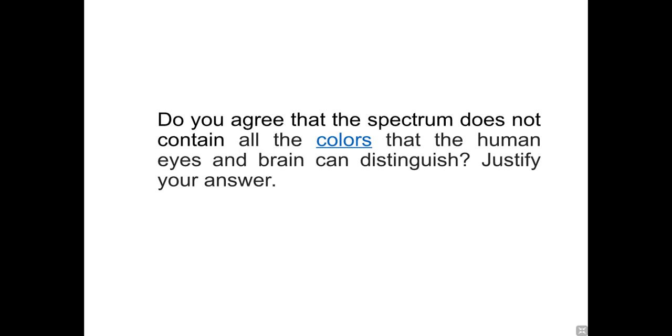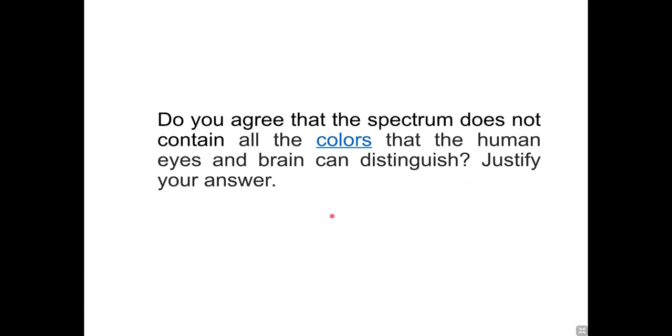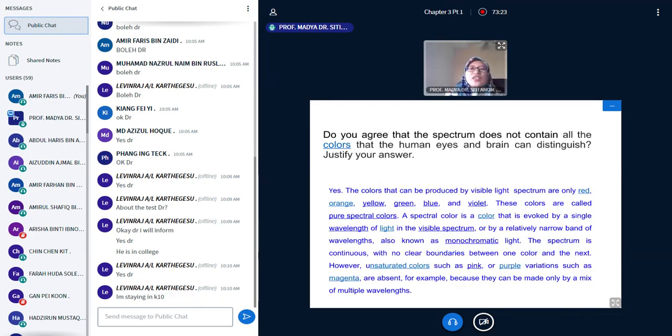Do you agree that the spectrum does not contain all the colors that the human eyes and brain can distinguish? Justify your answer. From this one, there are areas that we cannot see. Radio waves we also cannot see. Colors that the human eyes and brain can distinguish, justify your answer. I'm too tired to let you think, so I will just explain.